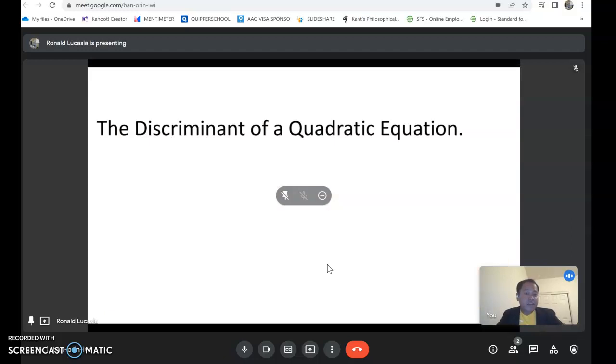Our lesson for today is the discriminant of a quadratic equation. The discriminant of a quadratic equation is how we are going to determine the number of solutions of a quadratic equation without graphing and without solving its roots.